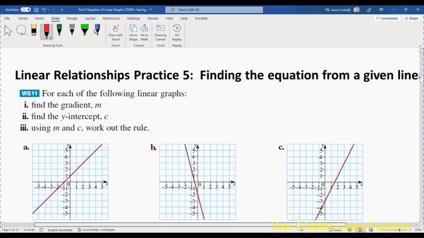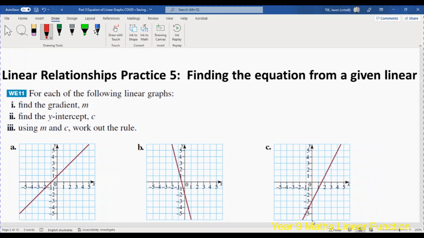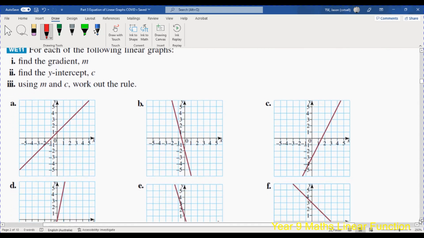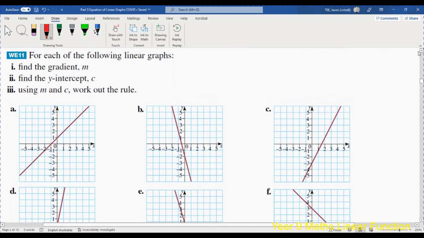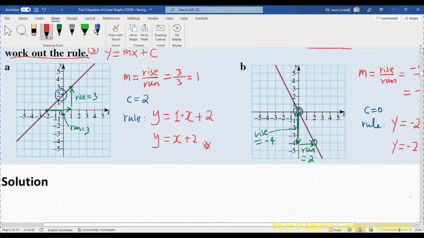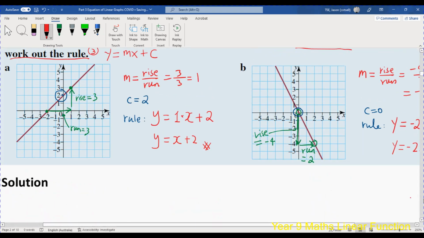Let's move on to some practice. This practice, I'm not going to ask you to do them as homework because they are so simple. They were year 8 level. So can you just do it now? Find the gradient m, y-intercept c, and work out the rule. Just follow the examples we've just done.